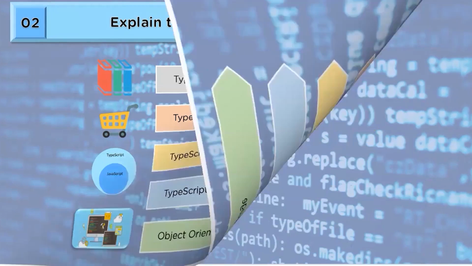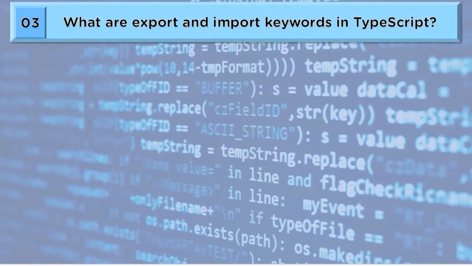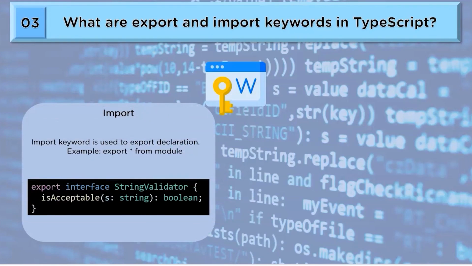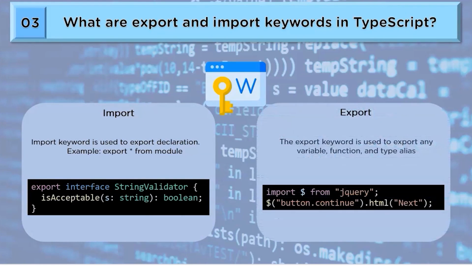What are export and import keywords in TypeScript? The import keyword is used to import a declaration, for example, export star from module. And the export keyword is used to export any variable, function, and type aliases. Below is the example for import keyword and export keyword.